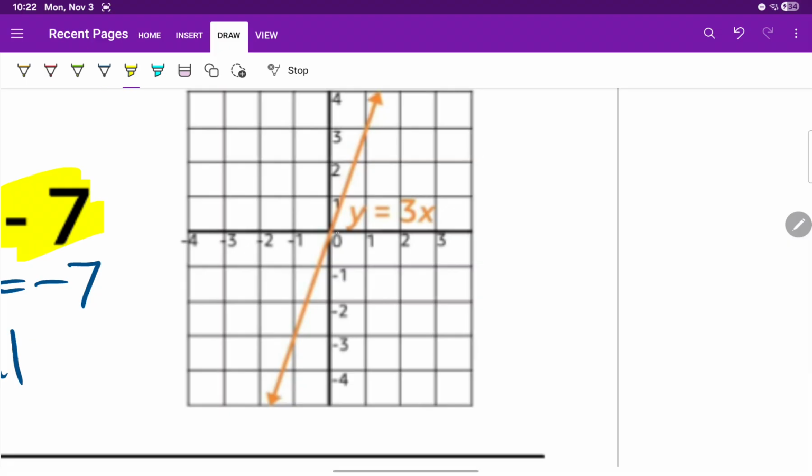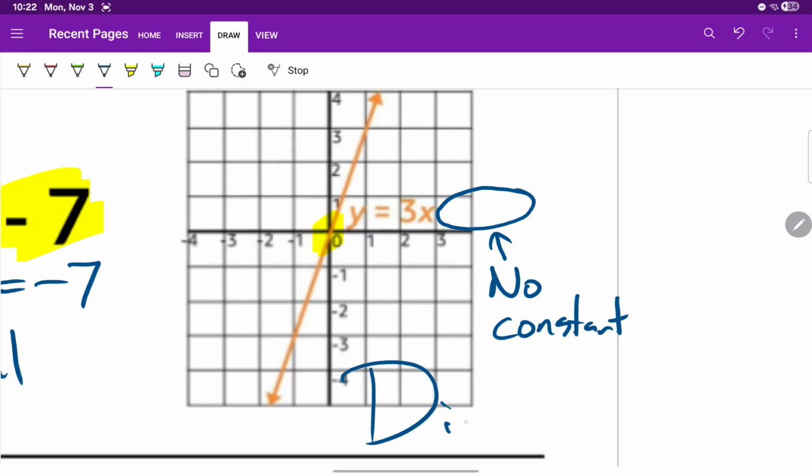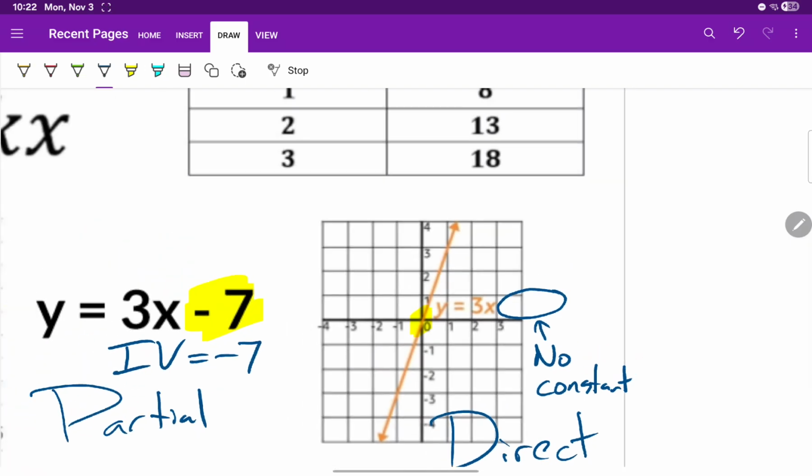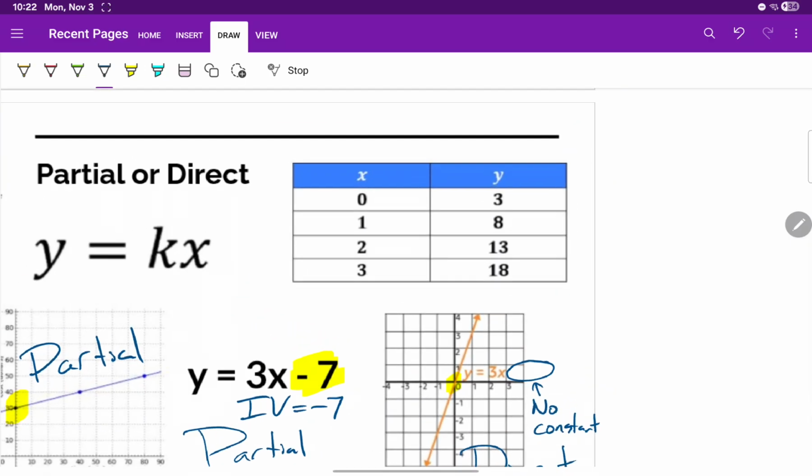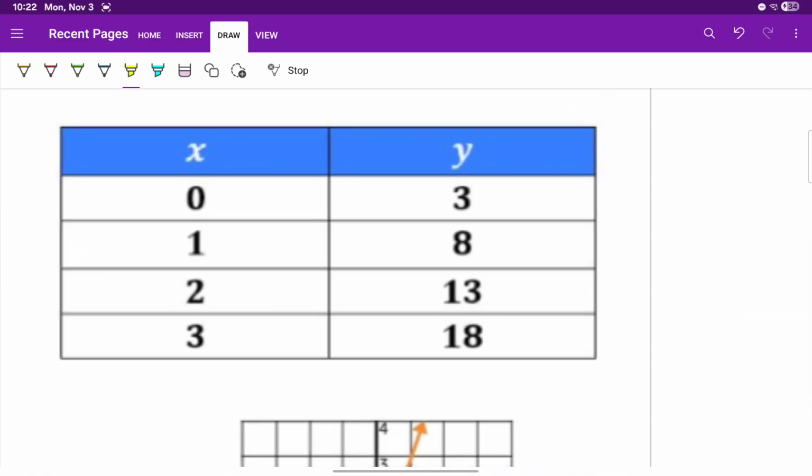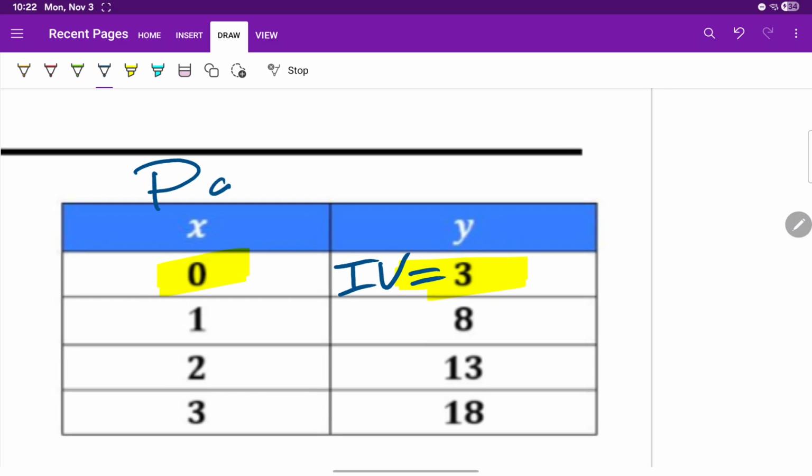Oh, here we go. Look at this graph. Goes through the origin. Also, you can see that this is an equation. Is there a constant? There is no constant. This is direct. Let's look at my next table of values right here. When x is 0, my initial value is 3. IV equals 3, which is not 0. This is partial.